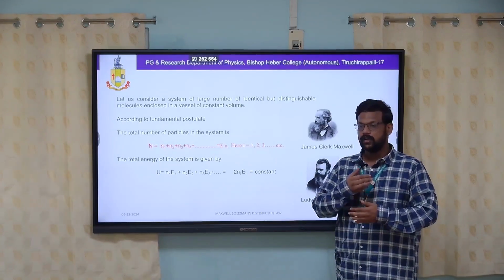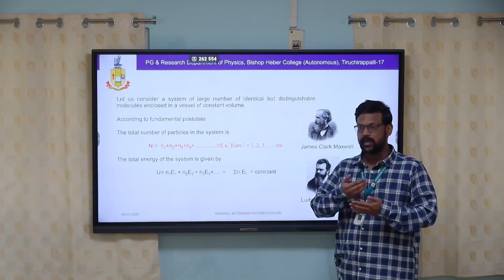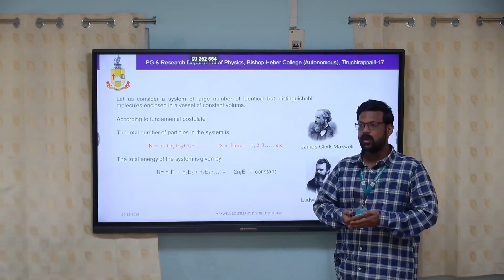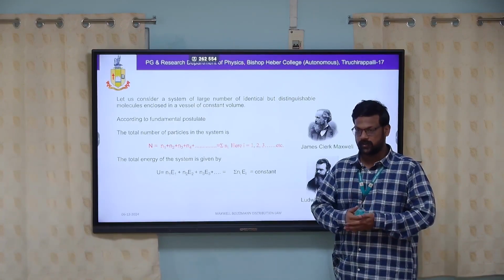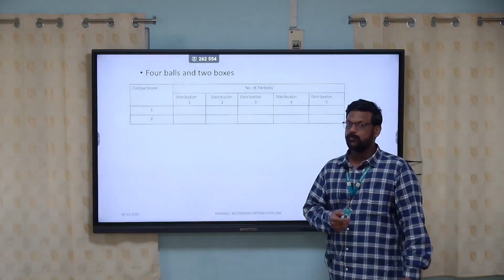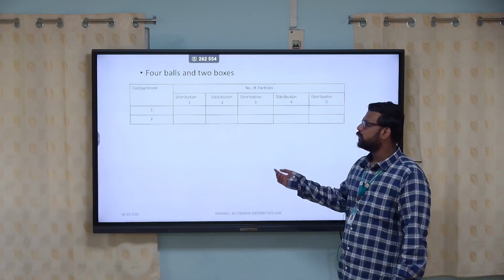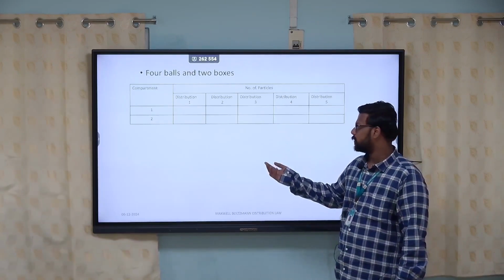In order to get ideas on the probable distribution of microstates of the system, we should recap what macrostates and microstates of the system are. Just consider a simple example: I have 4 balls and 2 boxes, and I need to distribute these 4 balls into 2 boxes. It can be done in different ways.